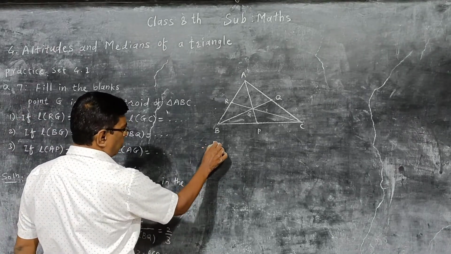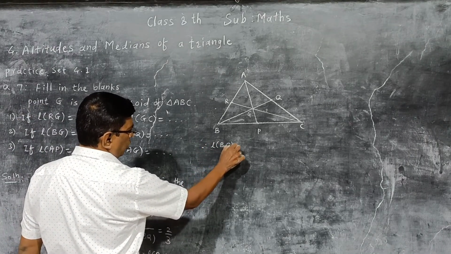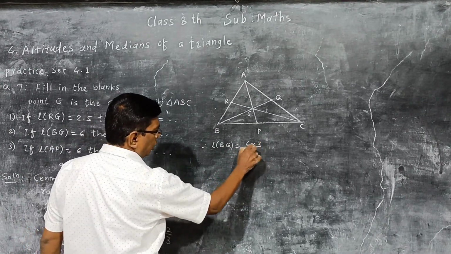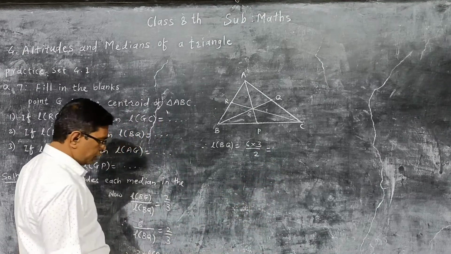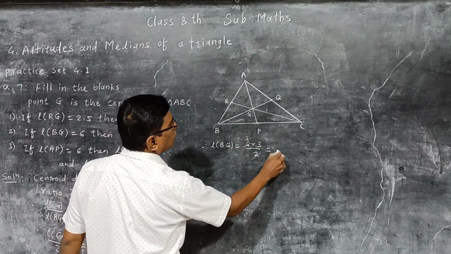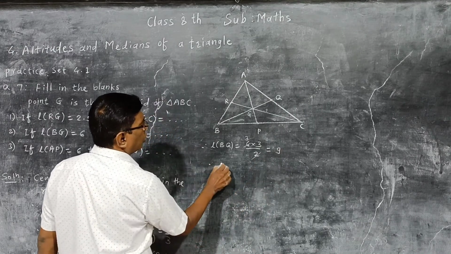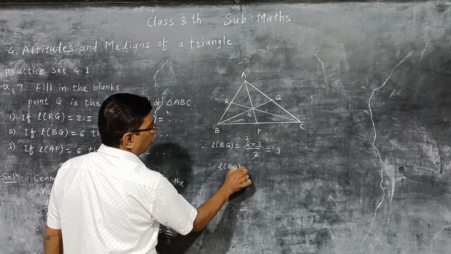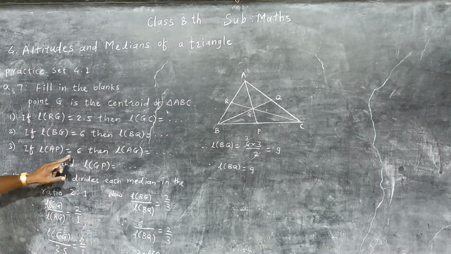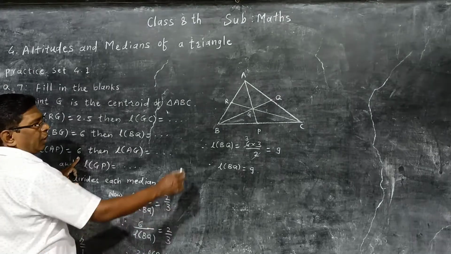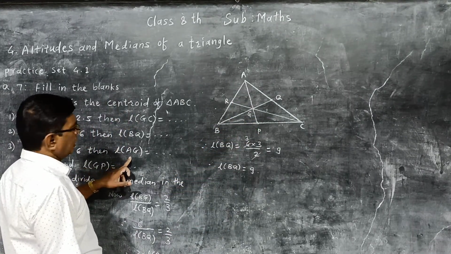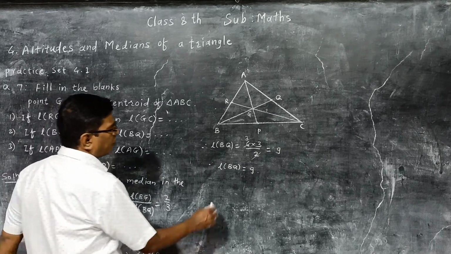Now length BQ is equal to 6 into 3 upon 2, that is 2 3s are 6, 3 3s are 9. Therefore length BQ is equal to 9. Now third, if AP is equal to 6, the total distance is given as 6, then we have to calculate AG and GP.